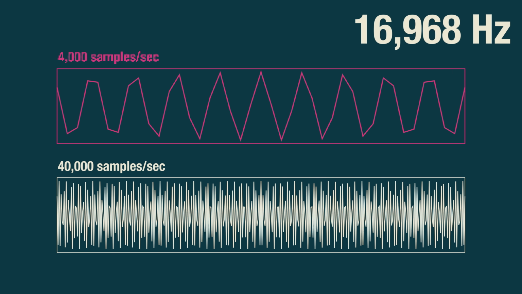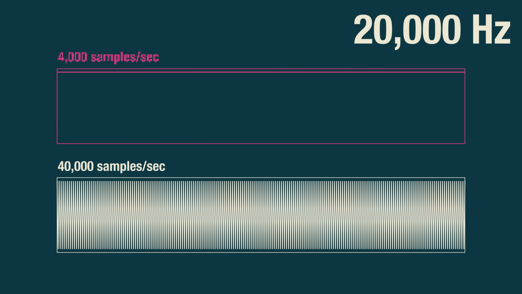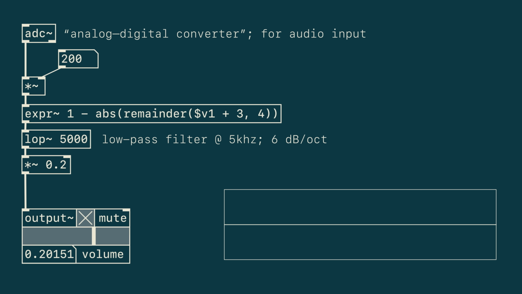The pink wave aliases at pretty low frequencies, but the white wave holds strong up to 20 kHz. Higher sample rates avoid aliasing for longer. I didn't know any of this when I plugged my guitar into this patch. You're about to hear an unpleasant sound, but I'll turn the volume down and filter it heavily.